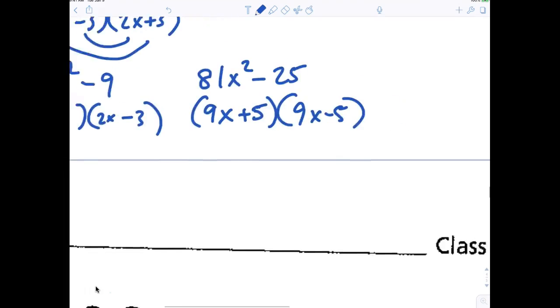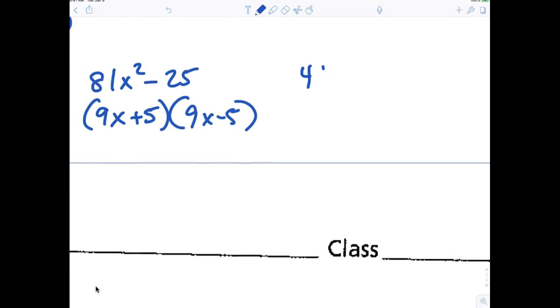If I said this, keep paying attention. If I said 49x squared plus 81, can I factor that? No. The reason you cannot factor it is because it's not subtraction. Everybody hear me? Now if I said 7x squared minus 25, can I factor that? No, because 7 is not a perfect square. Everybody with me?